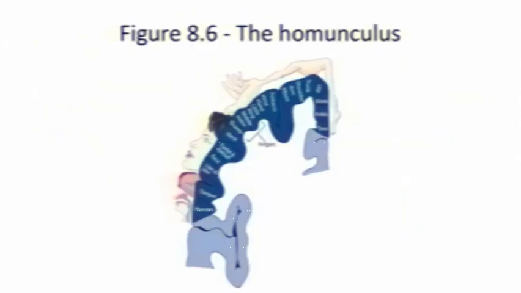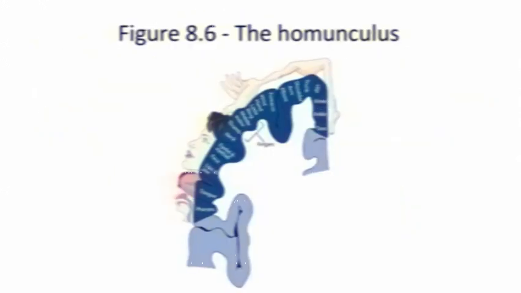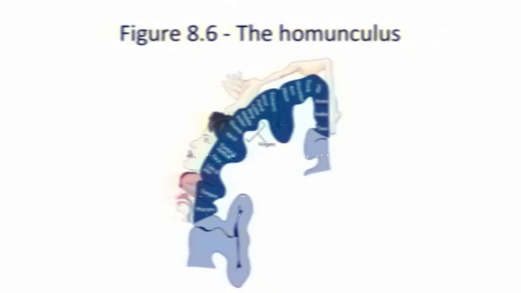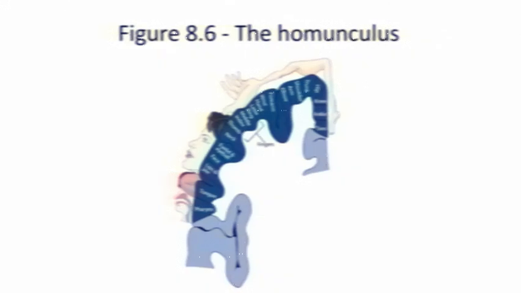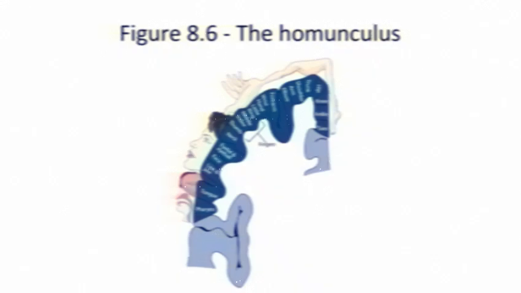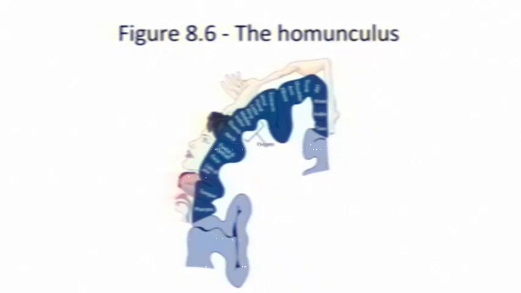Okay, now that we've covered all of the major lobes and important landmarks, let's move on to discussing the homunculus. This is figure 8.6 from your text, which shows the homunculus. The homunculus is a representation of the body superimposed over the precentral and postcentral gyri. This figure may seem confusing at first, but it's actually pretty straightforward.